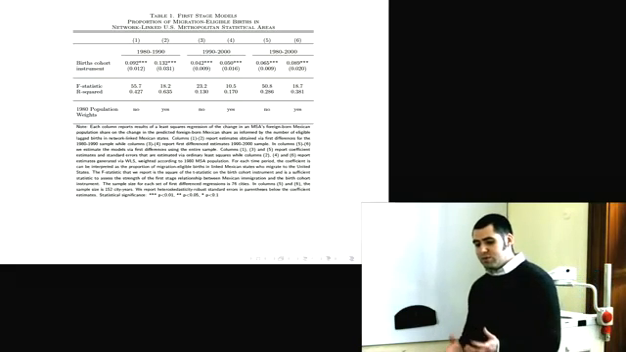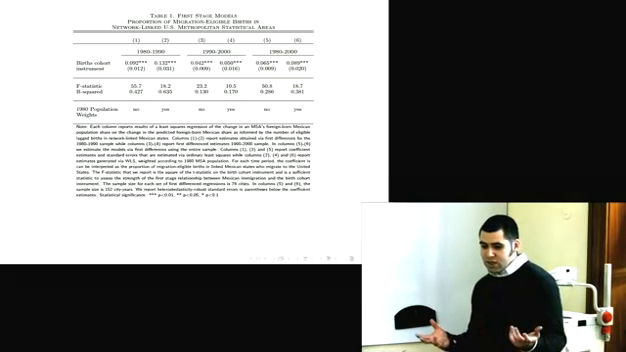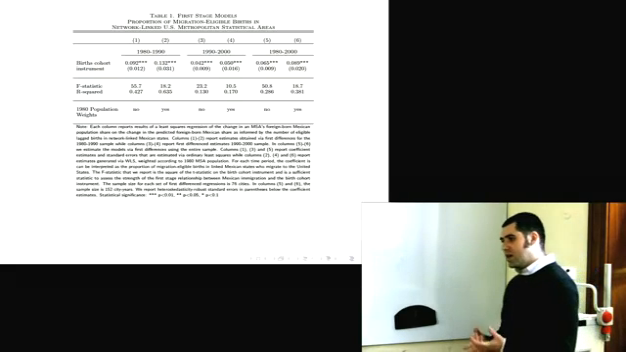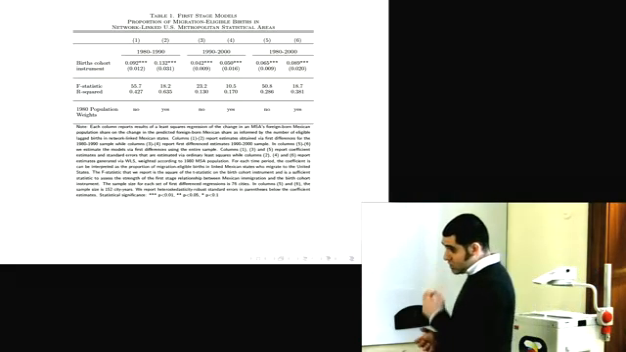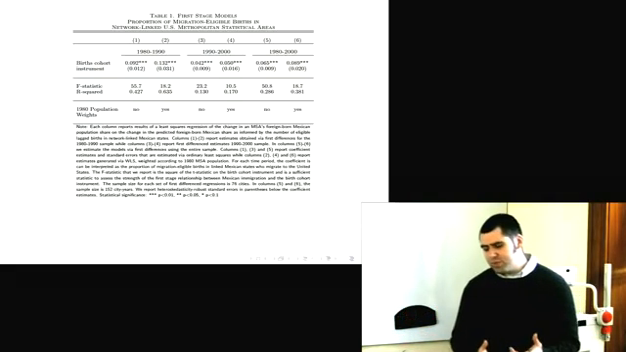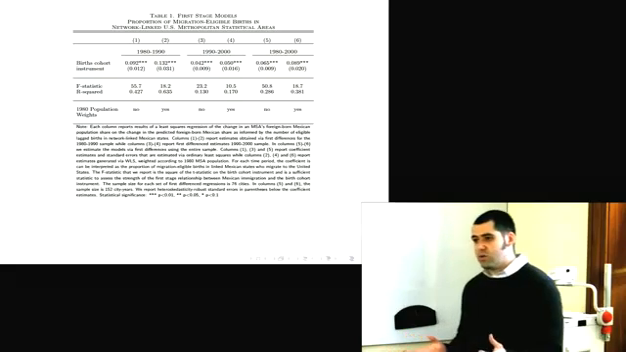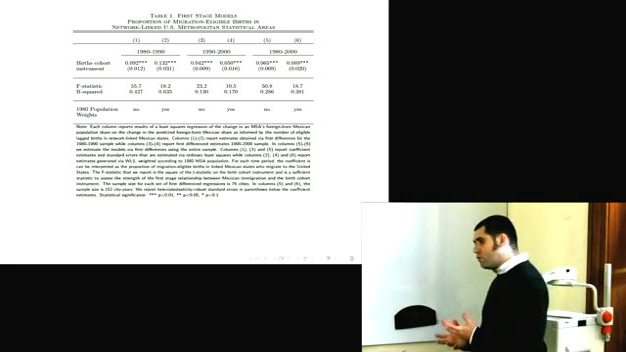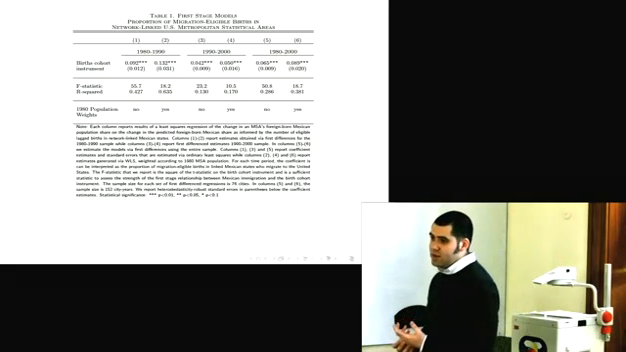In columns 1 and 2, we're looking at cross-sectional regression. These are long differences from 1980 to 1990. Columns 3 and 4 are from 1990 to 2000. And columns 5 and 6 use all 3 census years. In columns 1, 3, and 5, we're not going to weight the data at all. We're just going to say each city receives the same weight in the analysis. In columns 2, 4, and 6, we're going to weight by the 1980 MSA population.